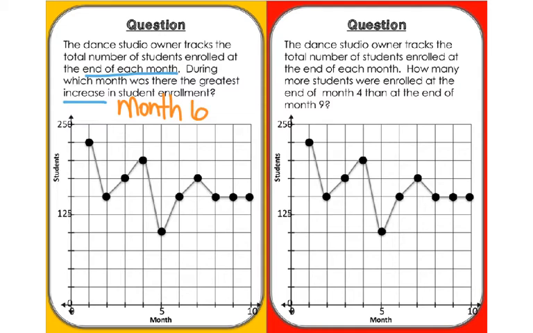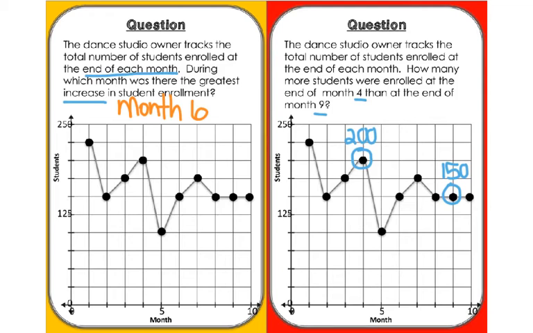All right. Same situation over here with the dance studio tracking the number of students enrolled. This question says how many more students were enrolled at the end of month 4 than at the end of month 9. So I'm going to underline these. So let's take a look at the end of month 4. That would be right here. At the end of month 4, it looks like there were 200 students enrolled. And at the end of month 9, which would be right here, there were 150 students enrolled.